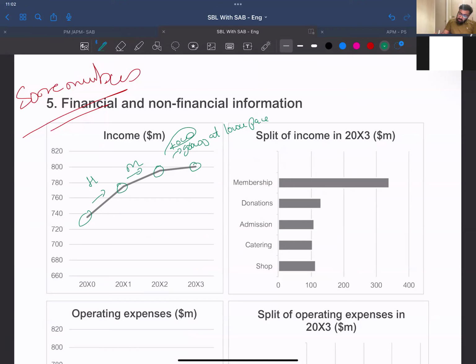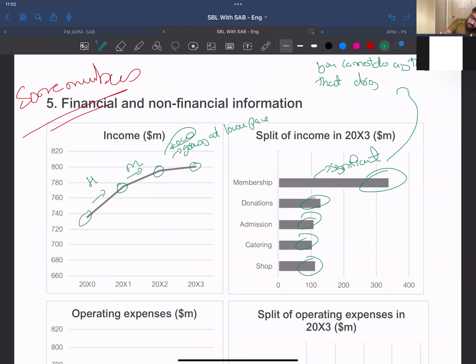So membership income is this, then donations. There's not that much in donations and the difference in admission and catering, but this is significant. That means you cannot do anything that drops the membership, right?